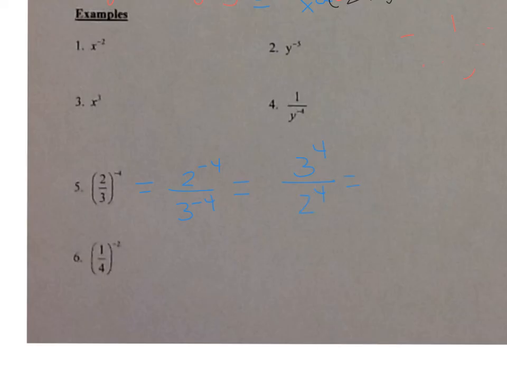Now, since they have the same exponent, I could write it as 3/2 raised to the 4th power. So notice I went from 2/3 raised to the negative 4th power to 3/2 raised to the positive 4th power. So when you have a negative exponent and it's a fraction, all it does is flip the fraction and make it a positive exponent. So 1/4 to the negative 2 power flips and becomes 4 to the positive 2 power, because this is actually 4 over 1 raised to the 2 power, which is 4 squared.